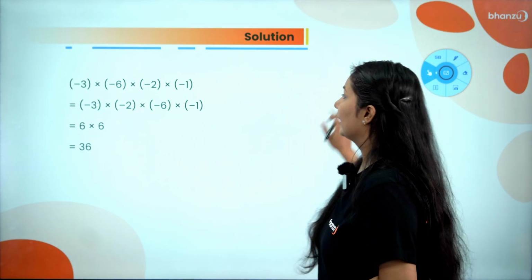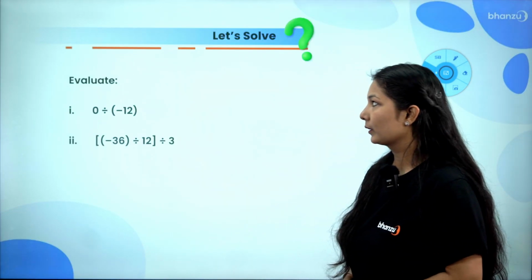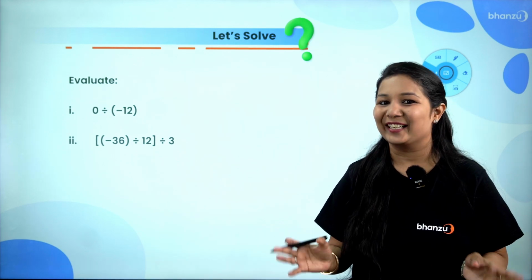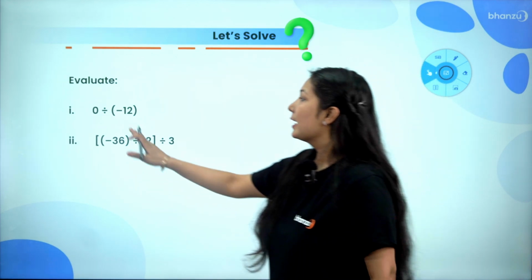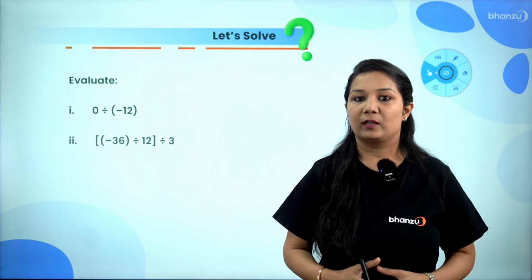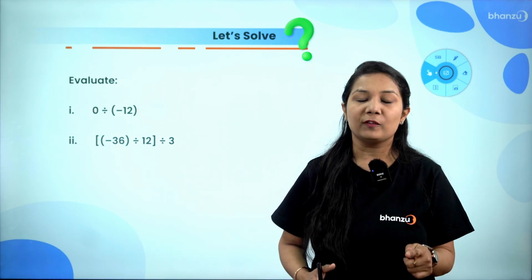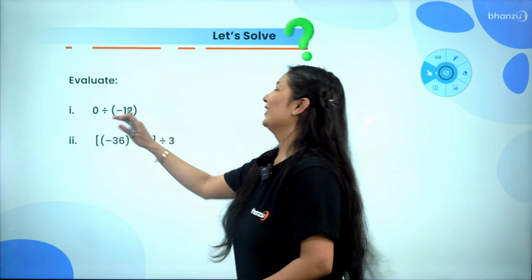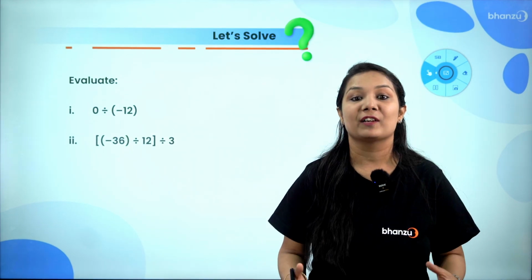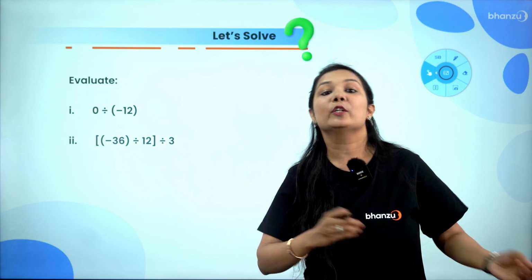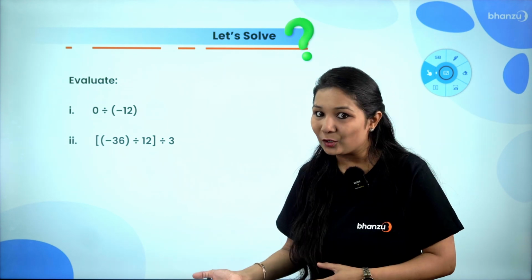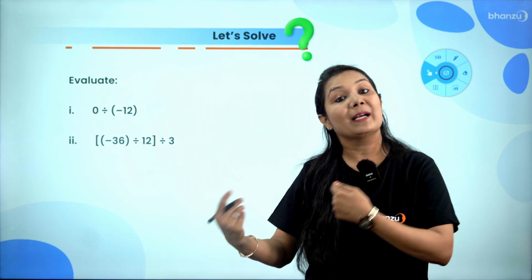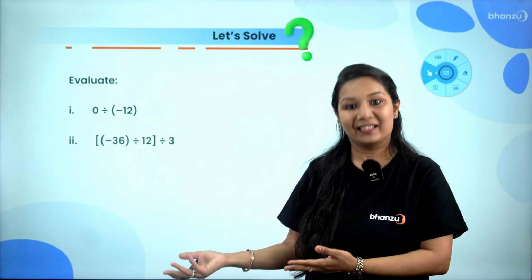So let's move ahead to our next question, based on division, a new operation out there. 0 divided by -12. Recall the property of division of integers. Yes, we did it in our last session. So 0 divided by -12 is going to give us 0, right? 0 divided by any integer is 0, but an integer divided by 0 is not defined, right?